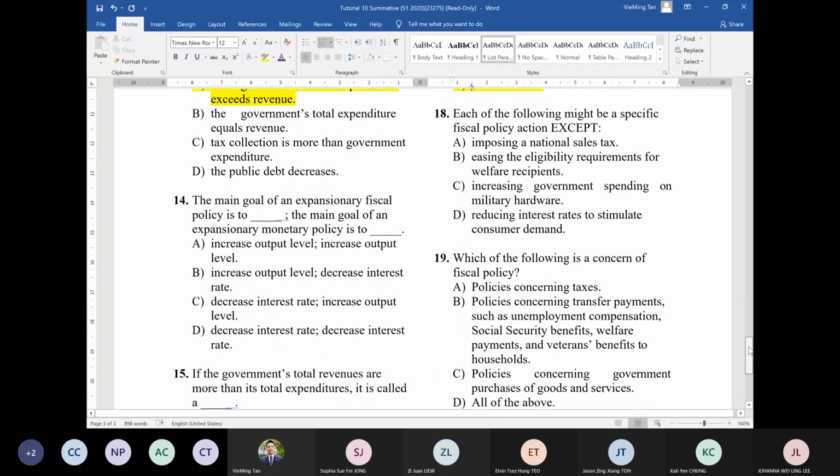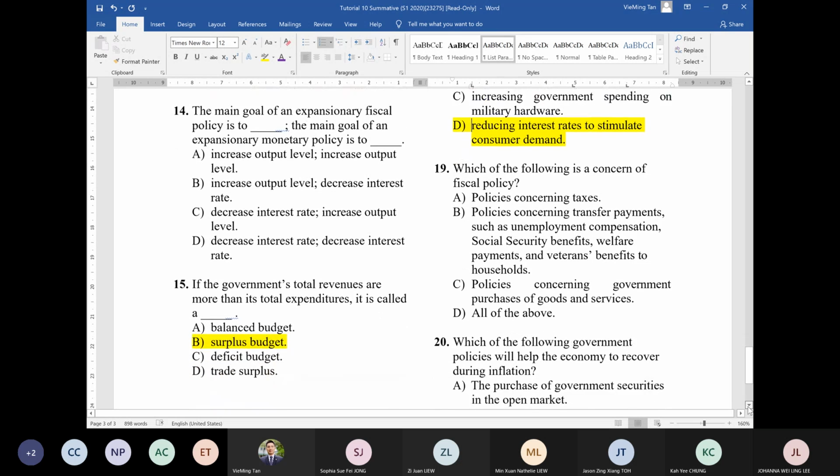All right, number 18. Ming Xuan. Each of the following might be a specific fiscal policy action except D, reducing interest rates to stimulate consumer demand. Yeah, this interest rate is under the monetary policy, which we have not covered yet. Interest rate is under the monetary policy.